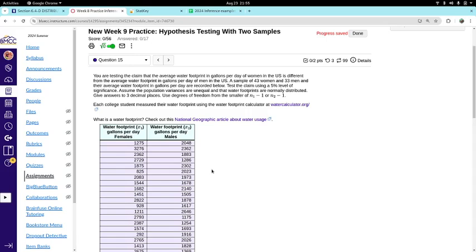I highly recommend, if you haven't done your own water footprint, check out watercalculator.org and check out the estimated water usage of your lifestyle. Okay, so I am going to grab this data. Oh, interesting article here. Definitely check that out too.